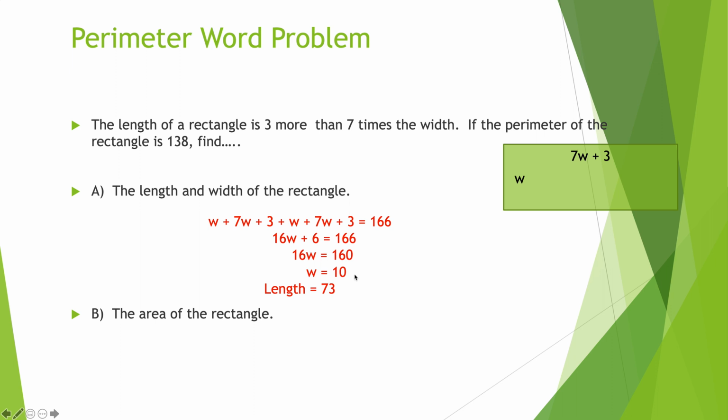Okay, so getting my w's together, 1 w and 7 is 8 w's, and another one makes 9 w's, and 7 more makes 16 w's. This time a positive 3 and a positive 3 makes a positive 6. Subtracting 6 from both sides, I get 16w is 160. w is 10 when I divide. And then the length becomes 73 because 7 times 10 is 70 plus 3 is 73. Next up it says find the area of the rectangle. And that would be 10 times 73, which is 730.